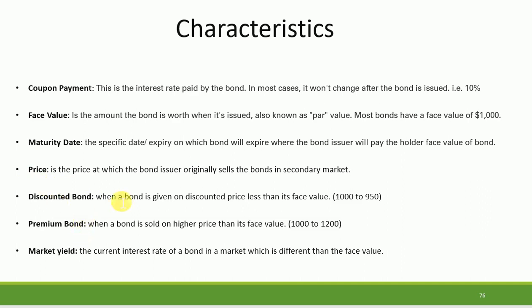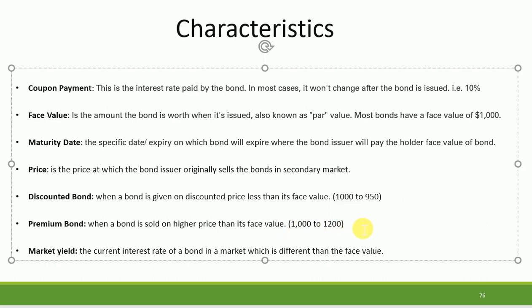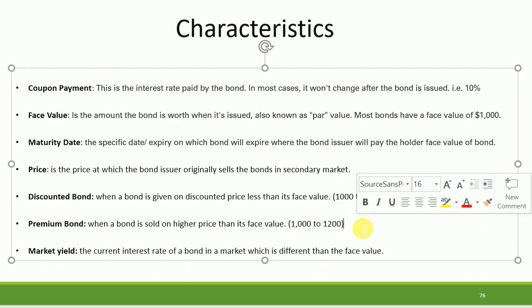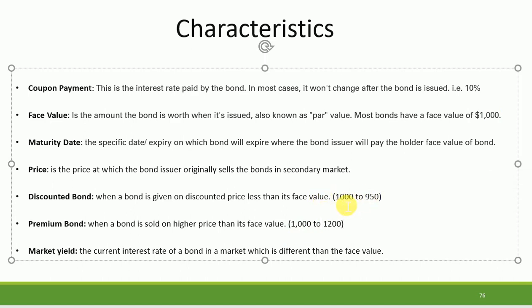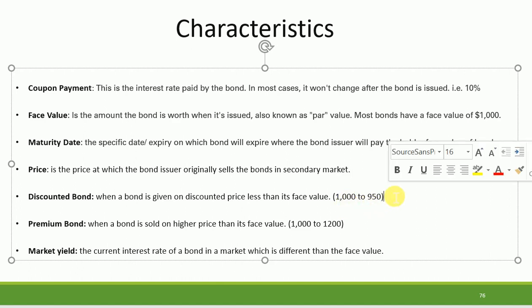Discounted bond. Some bonds are given discounts on various occasions. When there is a discount, it's called a discounted bond, right? It's still a bond, but there is a discount applied on it, so it sells for less than its face value. For example, as we said, the face value of this bond is $1,000, but since there is a discount, you are selling it at $950, right? From the 1,050 there is a discount, then you have 1,000.